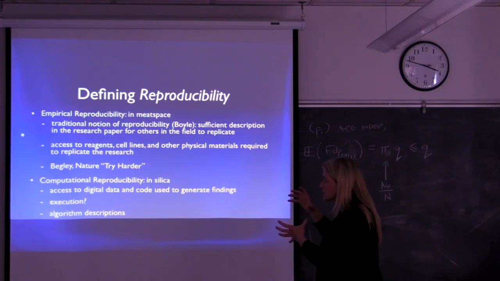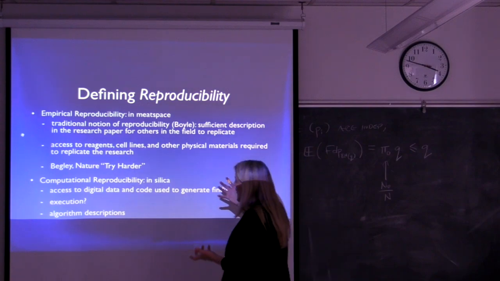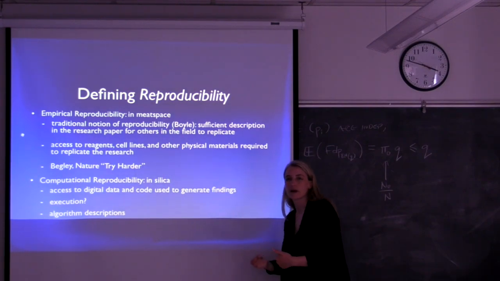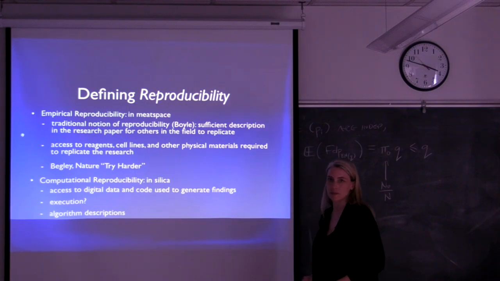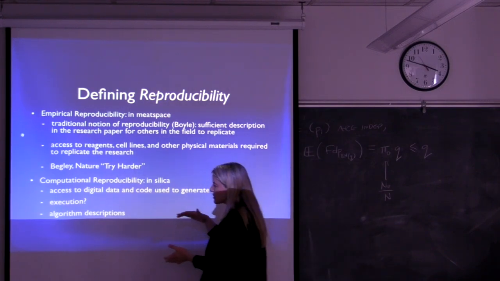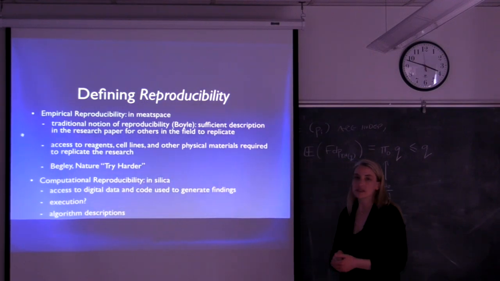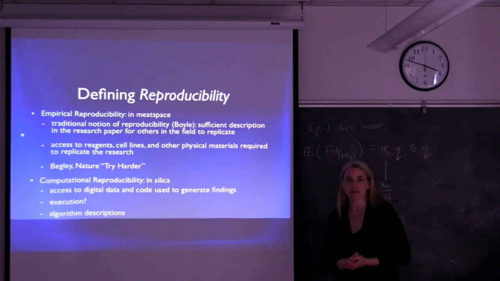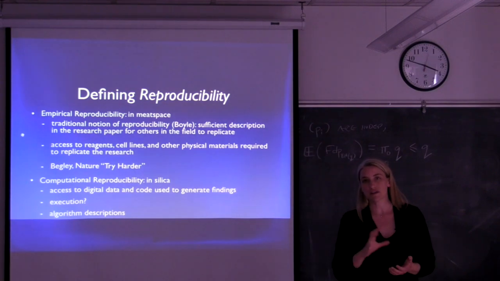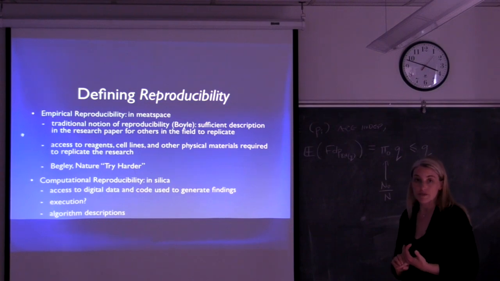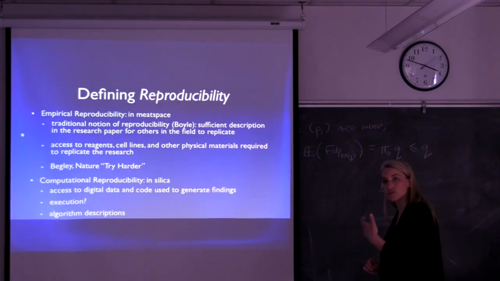And so empirical reproducibility is what I call it in meat space, so physically: are you describing the experiment you're doing at the bench well enough so people can replicate what you're doing? I think this is in contrast to what I've been calling computational reproducibility, where computers are brand new over the last 20 years and are fundamentally changing the types of research that we do, the types of questions that we ask, and the research process itself.